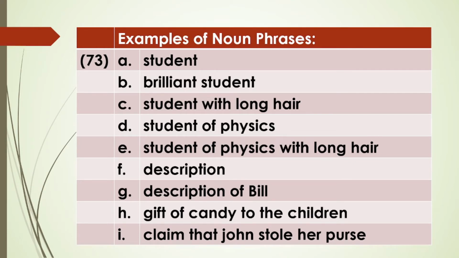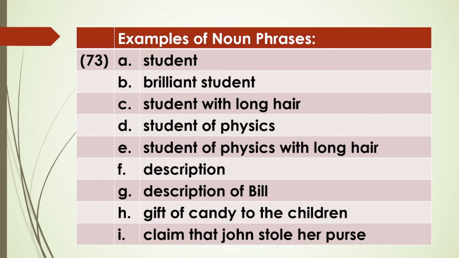73A, student. 73B, brilliant student. 73C, student with long hair. Letter D, student of physics. We also have student of physics with long hair. Description. Description of Bill. Gifts of candy to the children. Claim that John stole her purse.